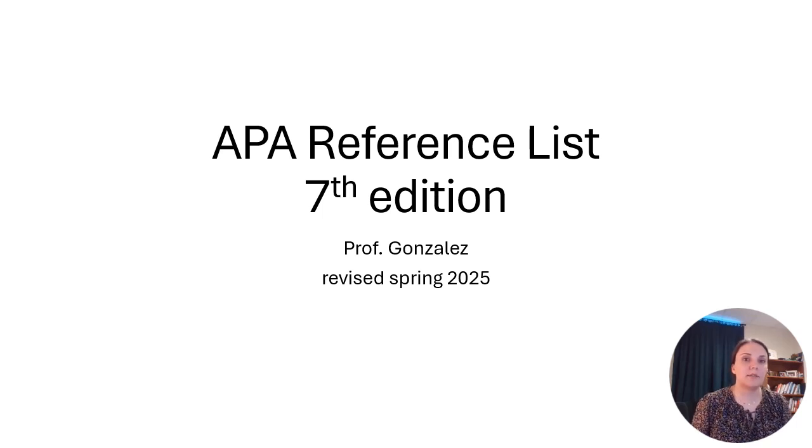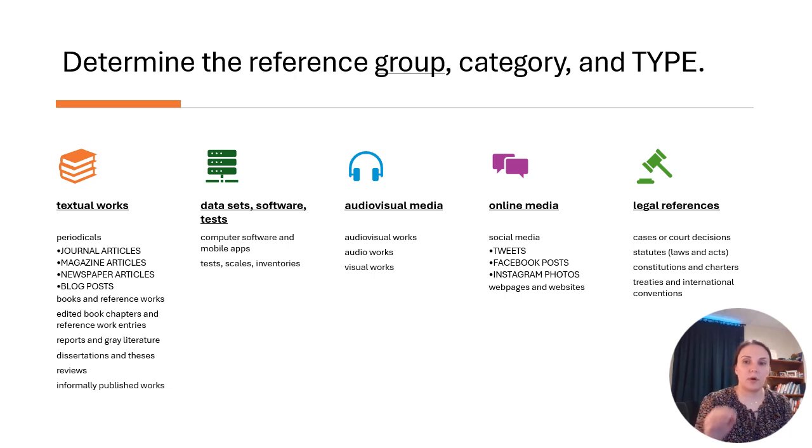In this video, I cover creating your APA reference list based on APA 7th edition. This is a brief overview. It's not going to go into specific types of entries. When you are trying to create the reference list entry for your work, you first need to determine the reference group, then the category, and then the type. And then you can look at APA's example and model your reference entry after that.